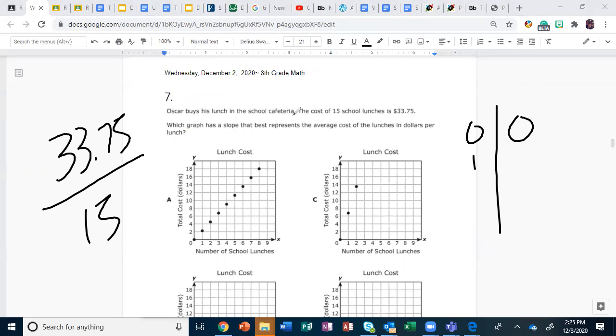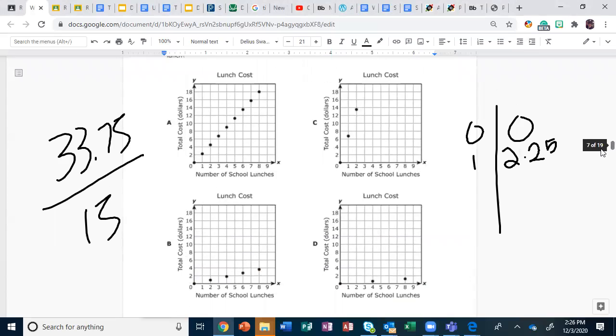Can you guys divide it? Put it on the calculator. 2.25. So 1 should go with 2.25. So let's look at the graphs. Which one has 1 going with 2.25? What is 1 going with? 8. What is 1 going with on C though? More than 6, correct?